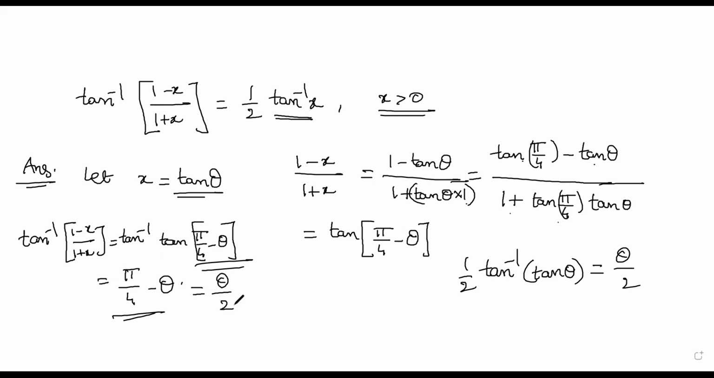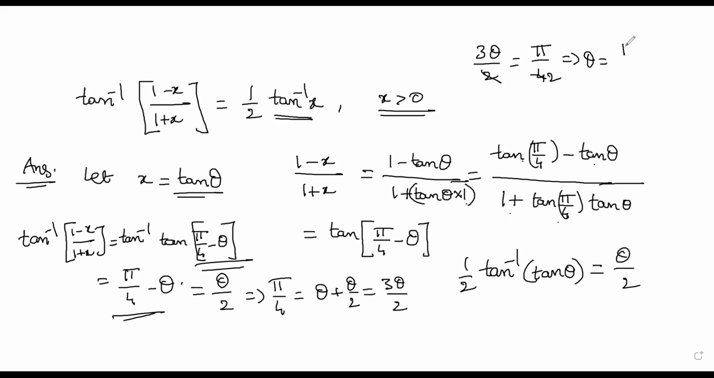Clear? Now send minus theta onto this side. So it becomes pi by 4 is equal to theta plus theta by 2, which is 3 theta by 2. So I have the equation 3 theta by 2 equals pi by 4. The 2 you can cancel here, and sending 3 to this side, the value of theta is pi by 6.